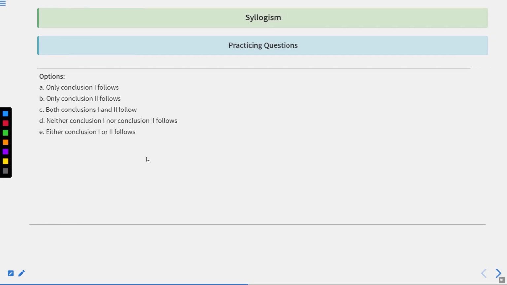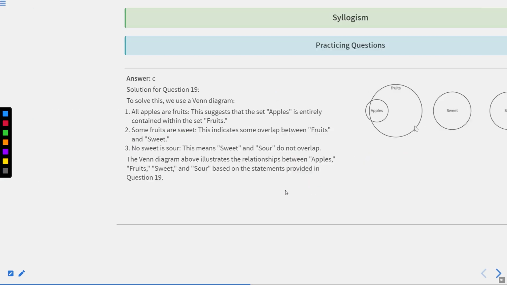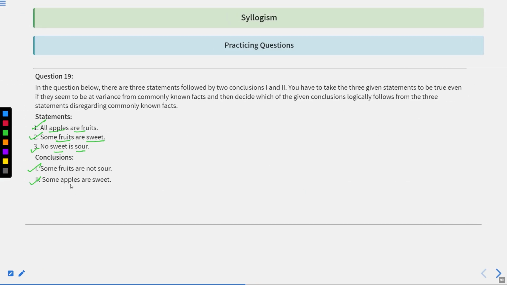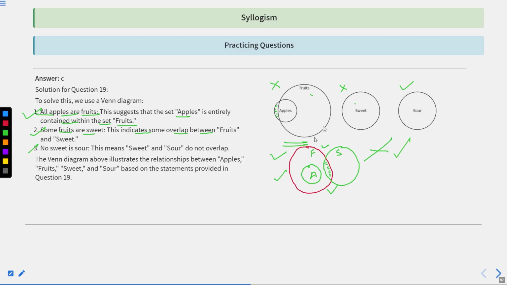Some apples are sweet. Can we infer this particular statement? Some apples are sweet. The answer is wrong here. This conclusion cannot be inferred. The reason is there is a relation between fruits and sweets.